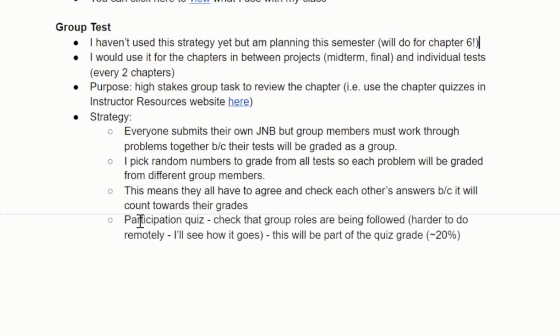And another thing that I usually include is a participation quiz. It's just to reinforce the group norms. I'll see how it works remotely. I've done it in person, which is easier, but I don't know how it'll look remotely. But it should be worth enough to send the message to students that the collaboration part is just as important as them getting the answers.